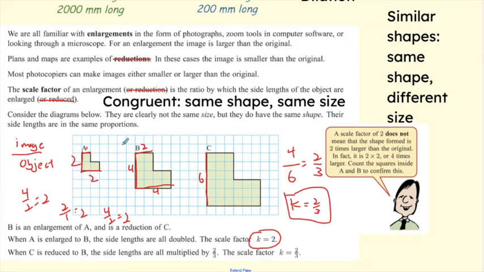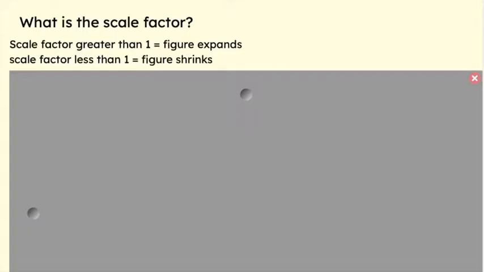So remember, if it's greater than 1, it gets bigger, it expands. And if it's less than 1, it shrinks. We cannot have a negative scale factor. So, what is the scale factor? Let's figure it out. Remember what we just said: scale factor greater than 1, it expands, gets bigger. And if scale factor less than 1, it shrinks, gets smaller.